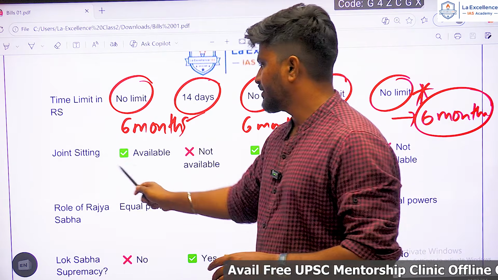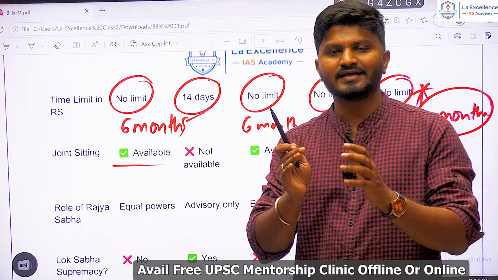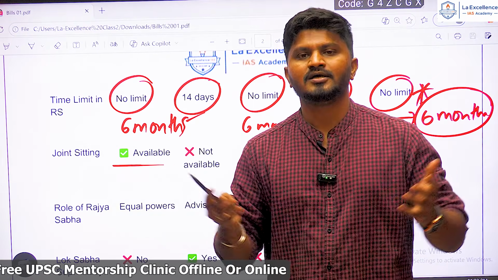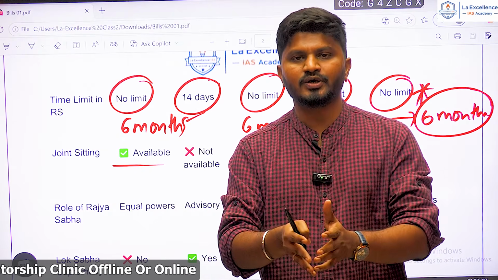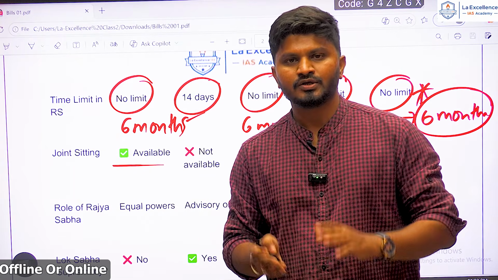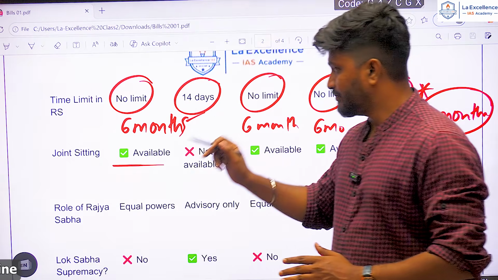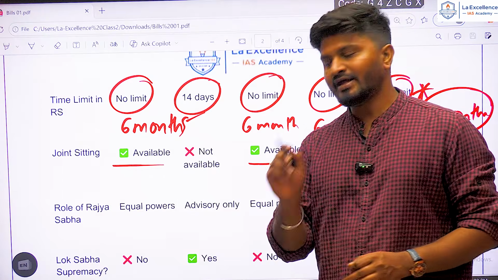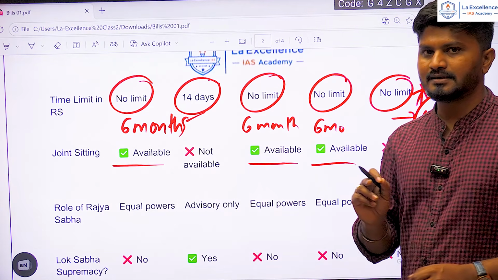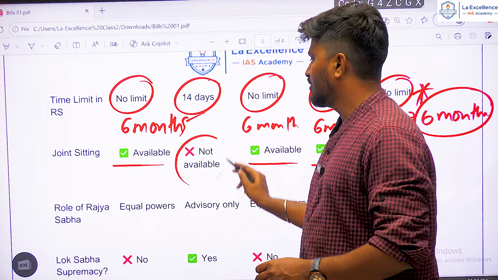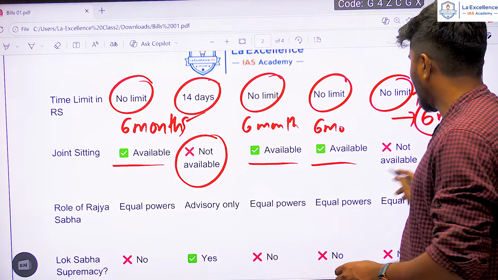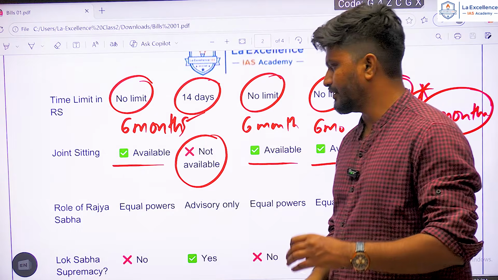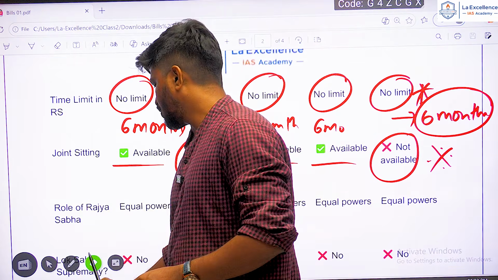Next, joint sitting. Joint sitting in the sense whenever there is a deadlock arising between Lok Sabha and Rajya Sabha, the Constitution provides for joint sitting. In the sense both the houses can come together and sit together and discuss and then vote upon it. So this joint sitting provision is available for ordinary bills, available for financial bill type 1, available for financial bill type 2, but not available for money bills and not available for constitutional amendment bill. Very, very important.